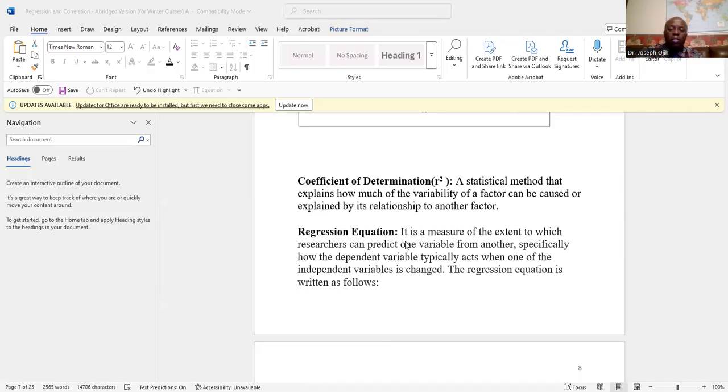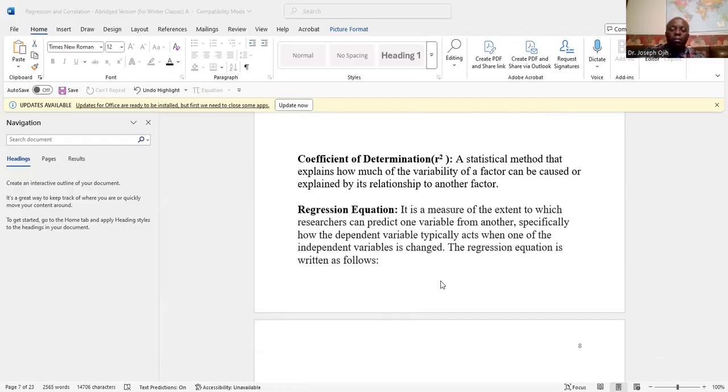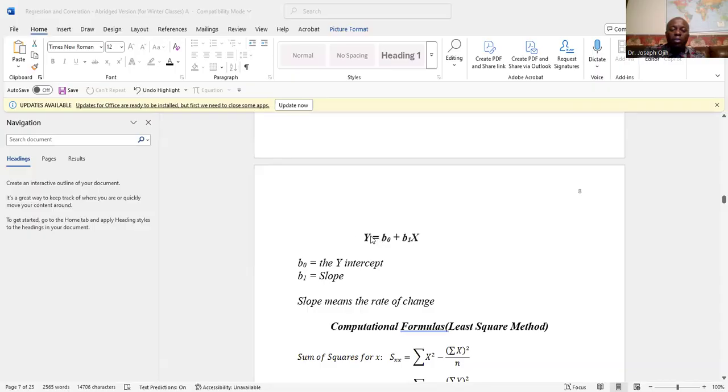Then there's what we call the regression equation, which we use to measure the extent to which a researcher can predict one variable from another variable. So basically, you use it to measure how the dependent variable typically acts when one of the independent variables is changed. Okay, and this is how it looks.